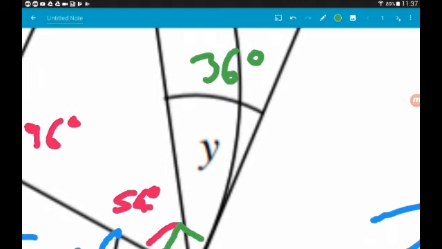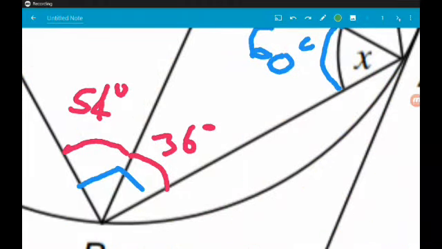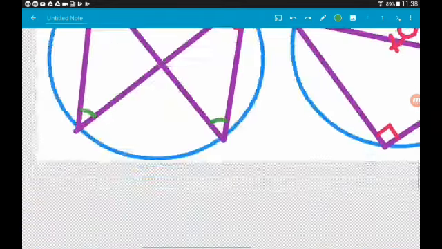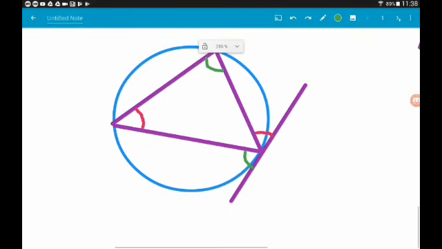So now I'm going to go back and show you how we could have got the value of y a lot earlier. Okay, so it was at this point then where we had this angle of 36 degrees. Now there is a theorem that would have got us there from here. And that theorem is this guy. Now this guy is called the alternate segment theorem.